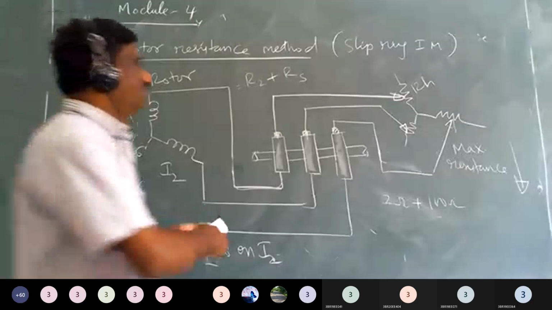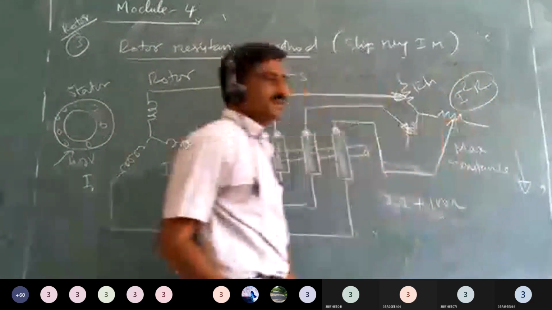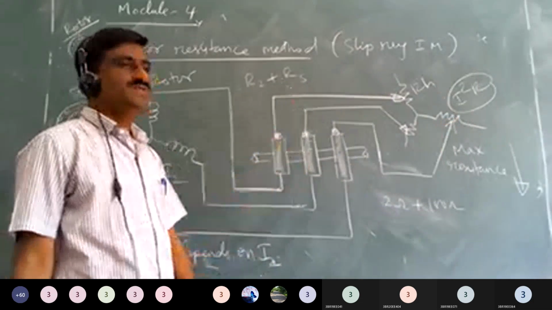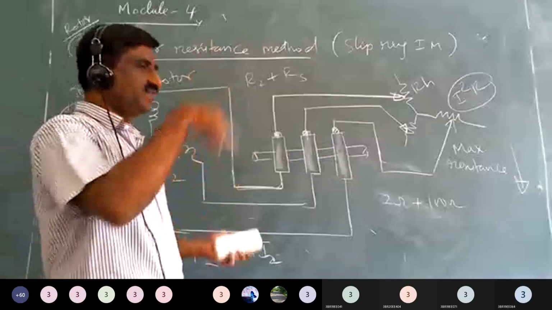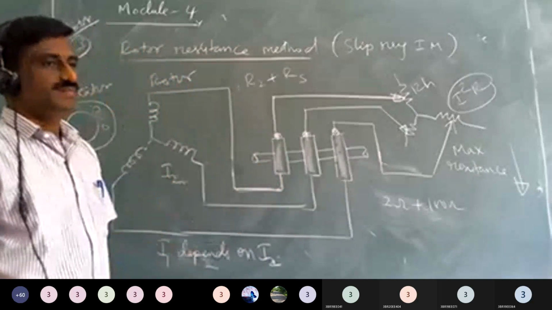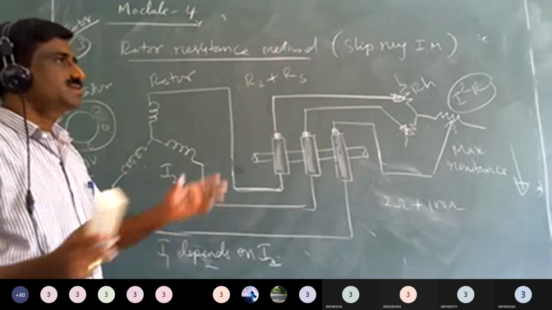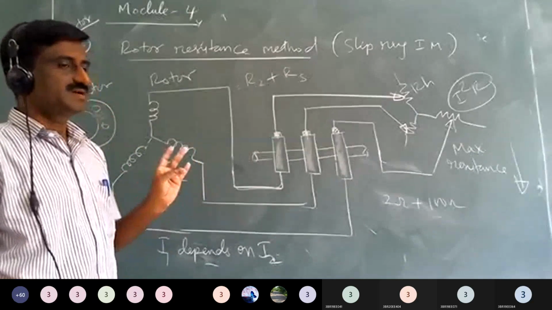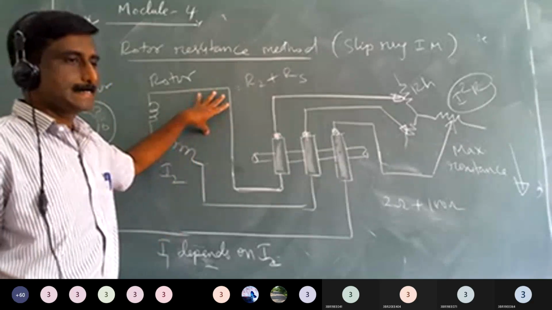As I told you, a lot of I square R losses take place. It's also not a suitable approach. Rotor losses are more, so when the losses increase, efficiency decreases. That's why this is also not a suitable method. Clear. But we have to study three methods: supply frequency control method, voltage control method, and rotor resistance control method.